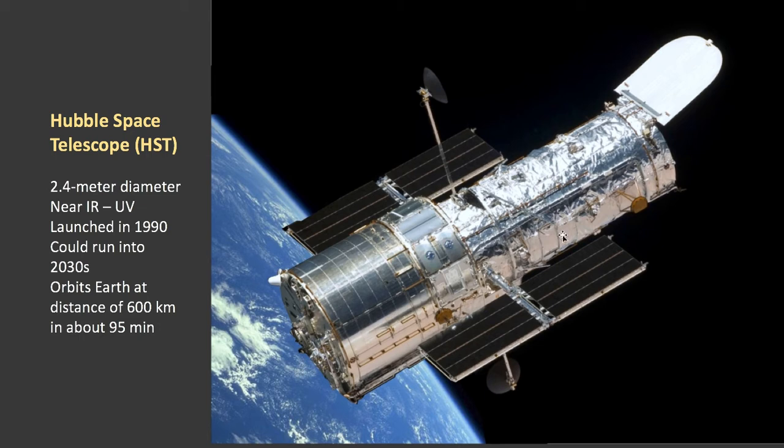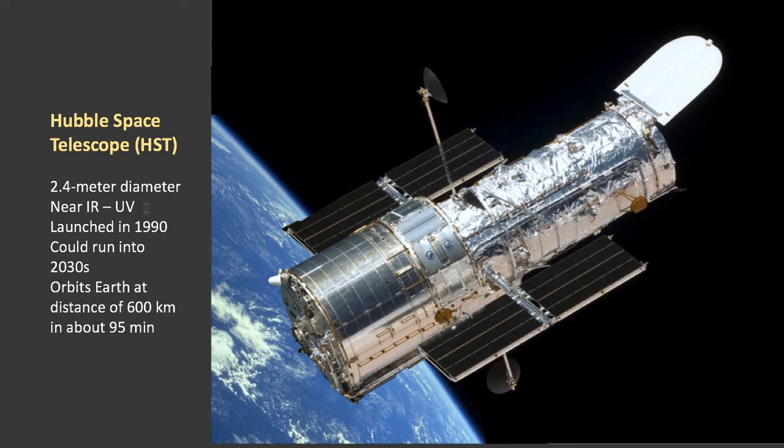These things here are solar panels so that it can get power from the sun. This is the opening of the telescope here, which can be closed. It collects light, reflects it off a mirror, records it with a CCD, just like we talked about in the previous video. It has a 2.4 meter diameter, right? So it's 2.4 meters across here, which is a very large size telescope.